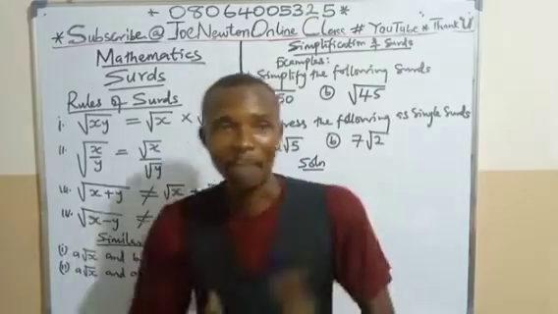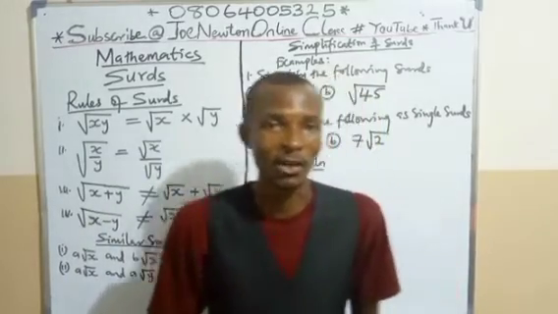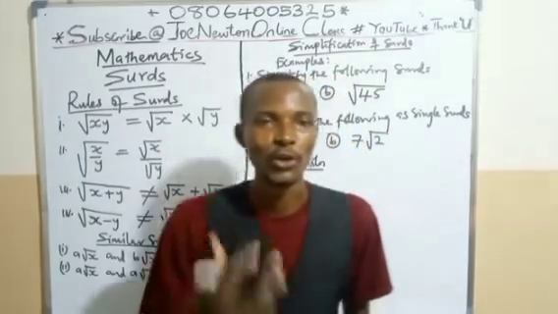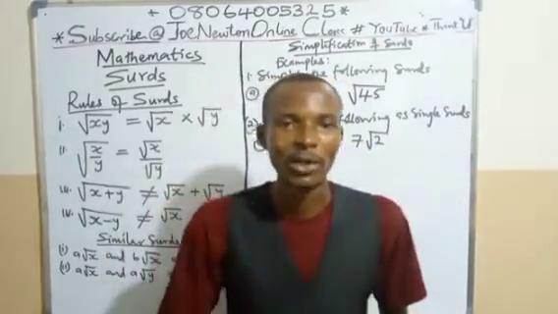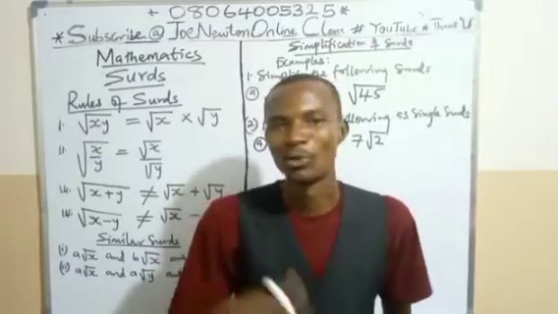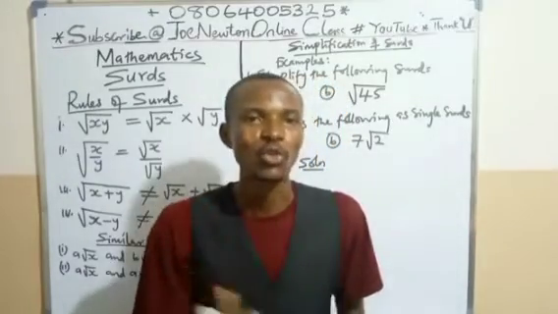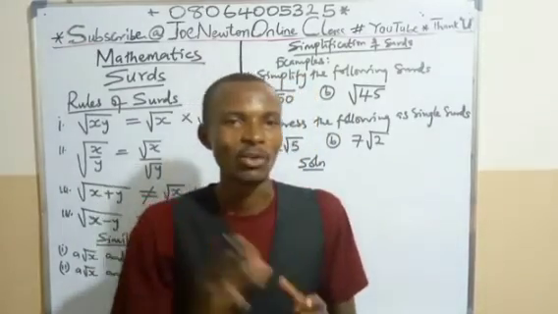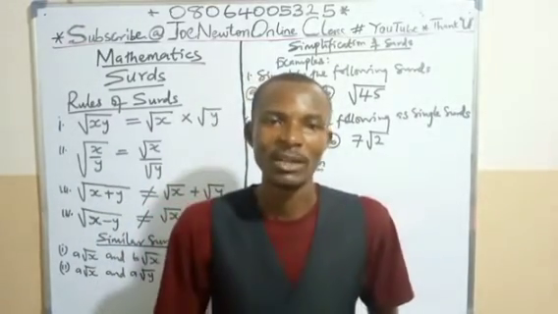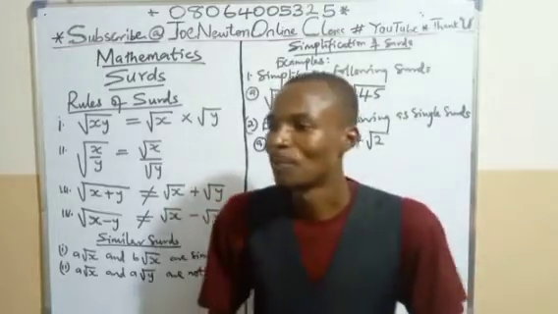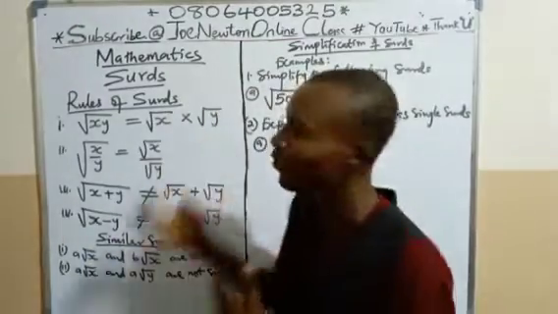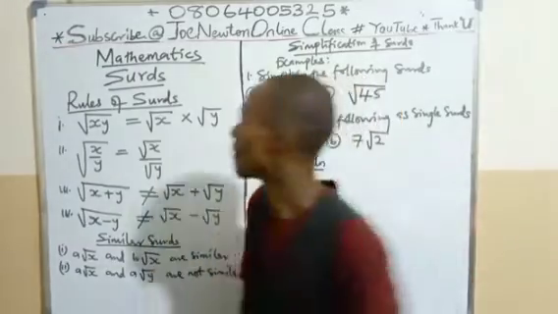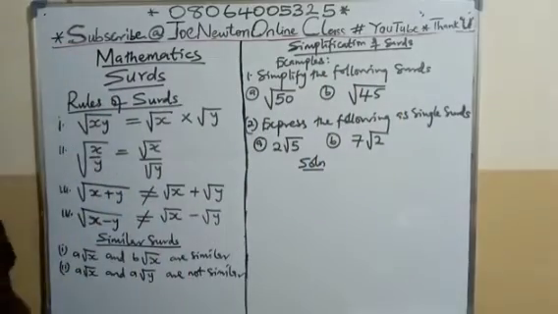For example, the value pi is an irrational number. For example, we have √2, √3, √5, √12, √20. All these are numbers whose square root cannot give you a perfect square. Once the root cannot give you a perfect square in expression, then it is a surd. So let us look at the roots of surds. These are the rules guiding surds.